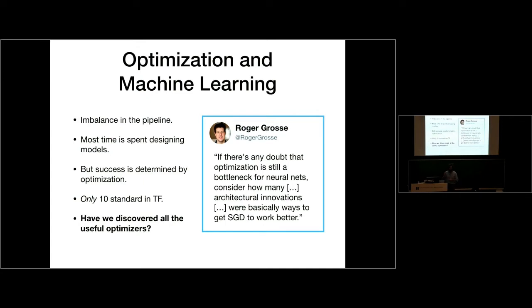Another motivating quote is from my friend Roger Grosse, who's a professor at the University of Toronto, and he tweeted this out the other day: if there's any doubt that optimization is still a bottleneck for neural nets, consider how many architectural innovations were basically ways to get stochastic gradient descent to work better.